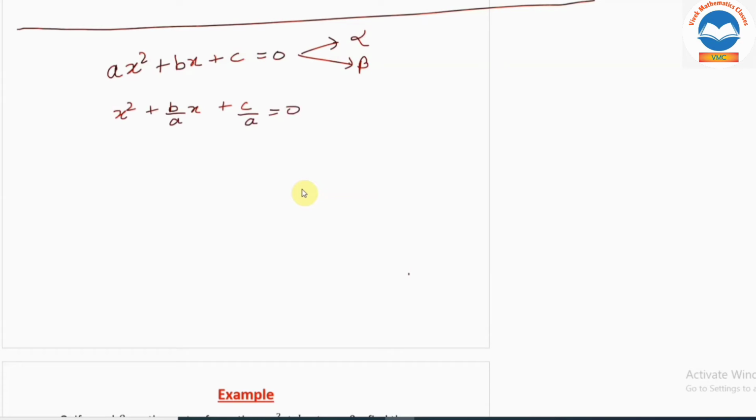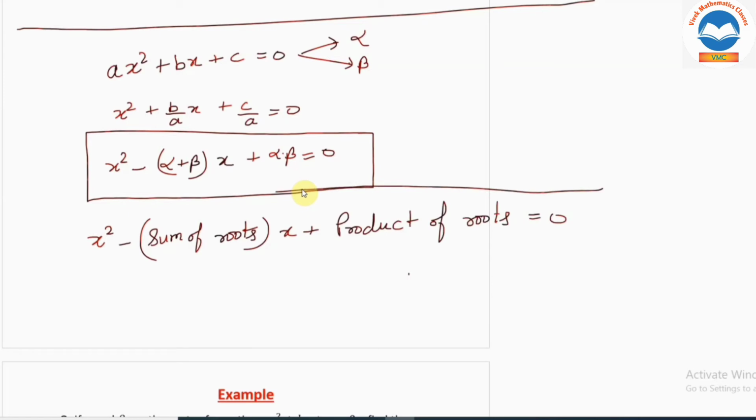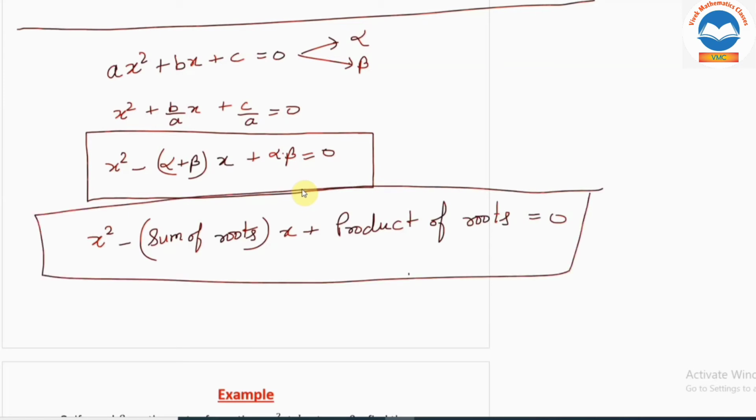Now what is this b by a? This b by a is minus times of alpha plus beta. So I will write here x square minus alpha plus beta into x plus, what about this c by a? Alpha into beta, product of roots. So this will be alpha into beta equal to 0. So this will be our quadratic equation formed by the roots alpha and beta. We can also write this as x square minus sum of roots multiplied by x plus product of roots equal to 0.